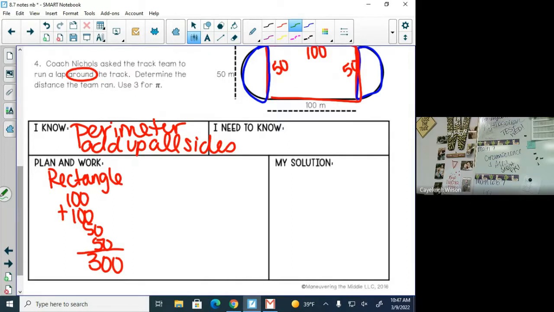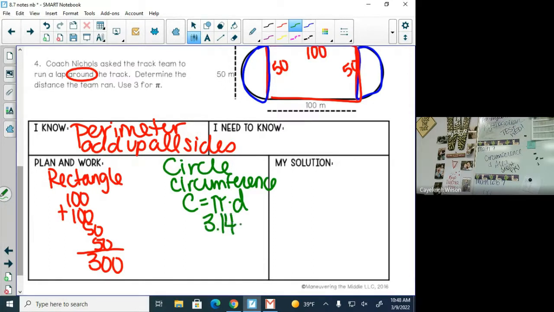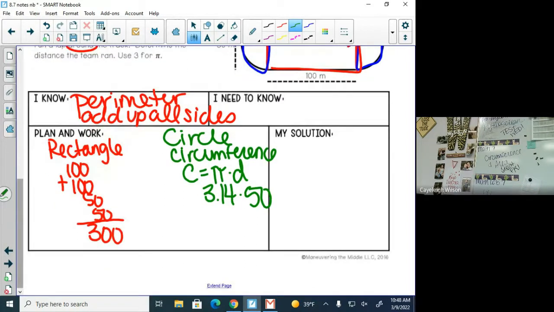All right, now I have to find the perimeter of a circle. I wonder what that's probably called. Circumference. So I'm going to find the circumference of that circle because circumference is perimeter. Now, they give me the diameter. So I'm going to use pi times diameter. What's the diameter of the circle? 50. So 3.14 times 50. 157.